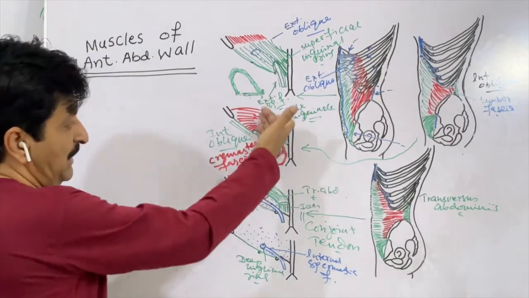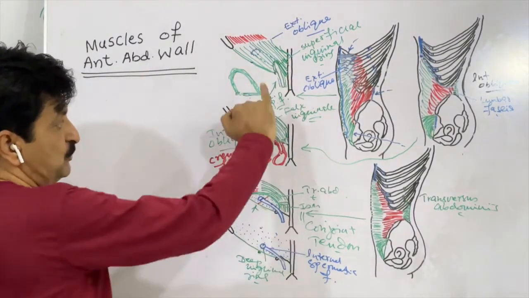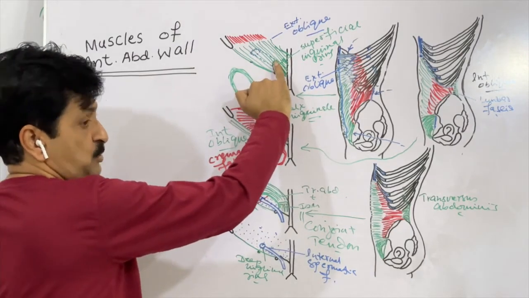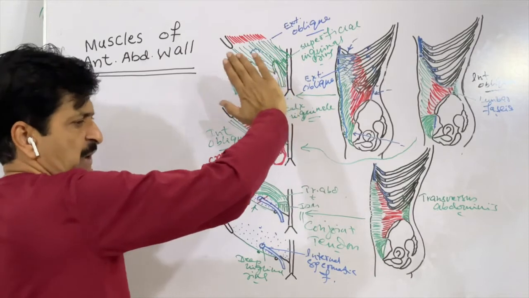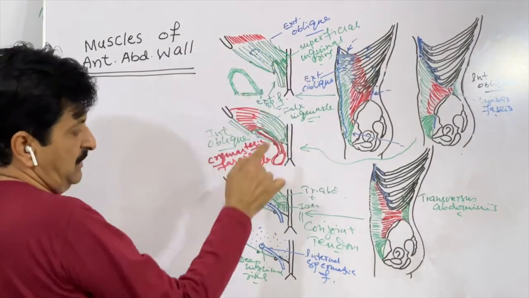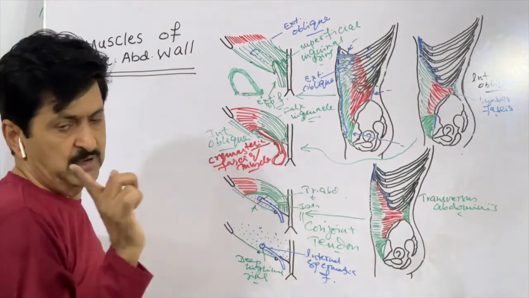And here is the inguinal canal, which you are actually watching here. So that means when you are passing your finger through the external oblique's superficial inguinal ring and pressing behind, in the medial one-fourth only, these conjoint tendon fibers will also be present.